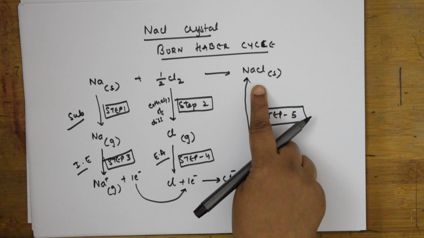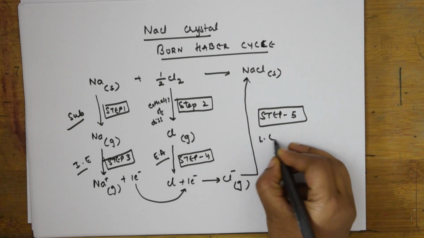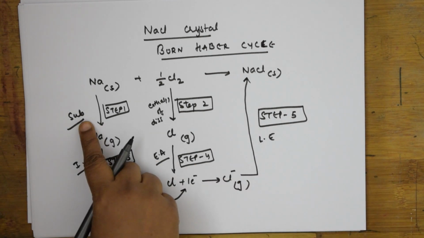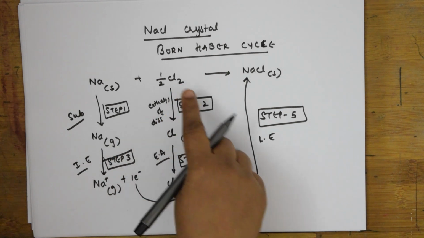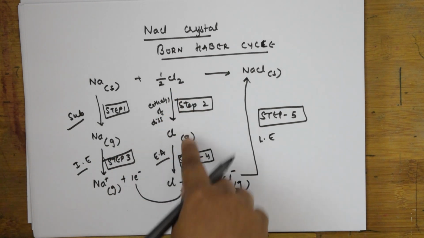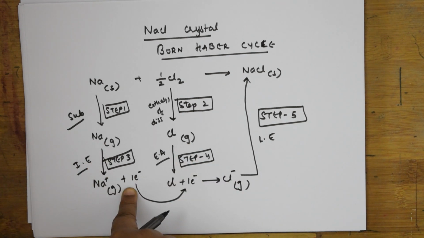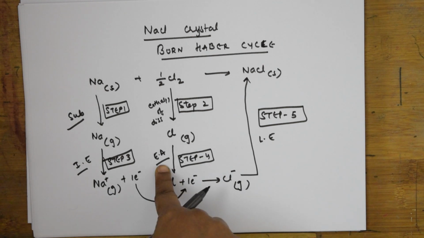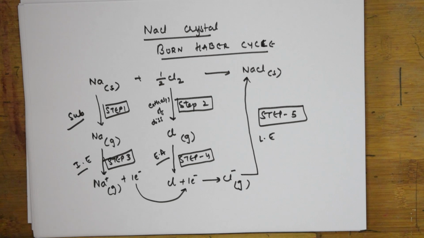During this process, an amount of energy is released, isn't it? That energy released is called lattice energy. Remember that. So what do we have? Sublimation for converting solid to gas. Enthalpy of dissociation for converting chlorine molecule to atom. Ionization enthalpy to remove an electron. Electron affinity to gain an electron. Now the cation and anion combine together to form the solid crystal.